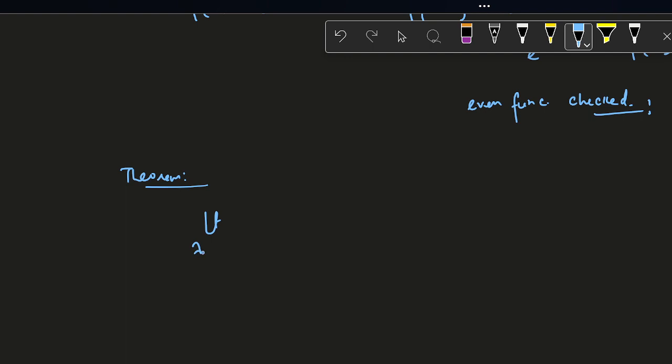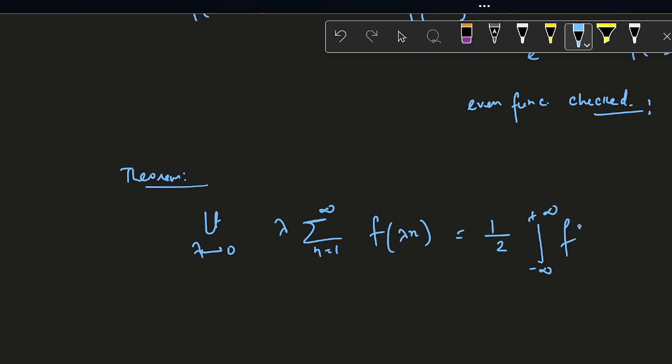Limit of lambda tends to 0, then lambda times the sum over n from 1 to infinity of f of lambda n is equal to, on the right hand side, an integral, minus infinity to plus infinity, I think it was f of x dx. Okay, so we need to prove that LHS equals RHS.